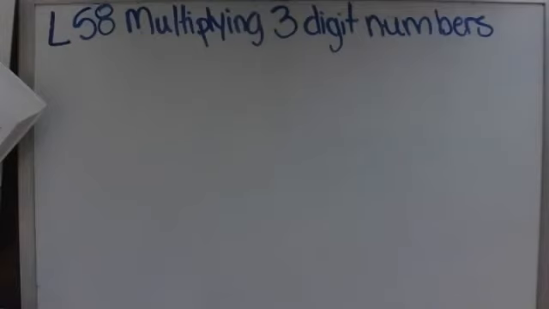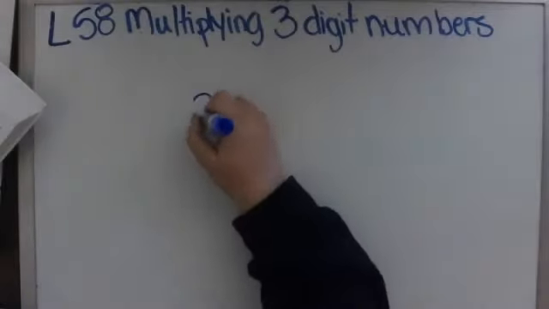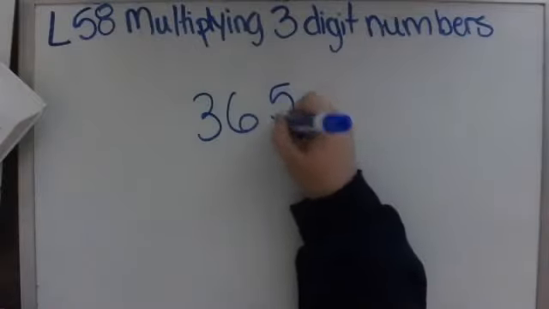This is lesson 58, multiplying three-digit numbers for Saxon 4. So when you're multiplying three-digit numbers, it's the same as if you're multiplying two-digit numbers or one-digit numbers by the one-digit number. So let's take a look at 365 times 4.